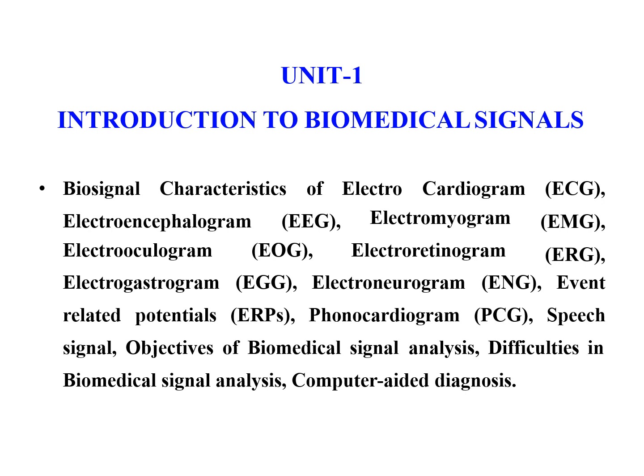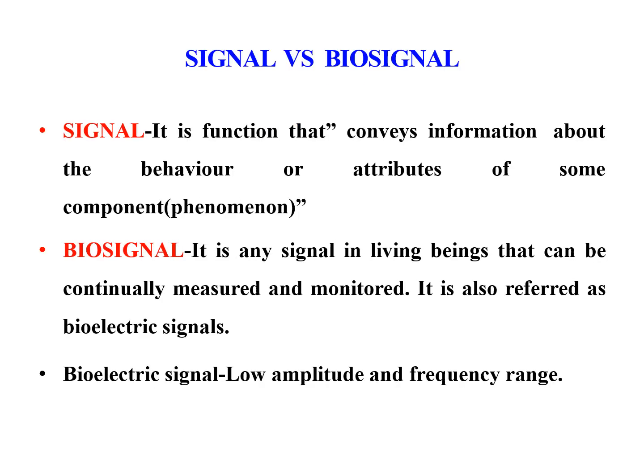Unit 1, Introduction to Biomedical Signals. Topics: biosignal characteristics of electrocardiogram, electroencephalogram, electromyogram EMG, electrooculogram EOG, electroretinogram ERG, electrogastrogram EGG, electroneurogram ENG, event related potentials, phonocardiogram, speech signal, objectives of biomedical signal analysis, difficulties in biomedical signal analysis, computer-aided diagnosis. First, the main thing: signal versus biosignal.